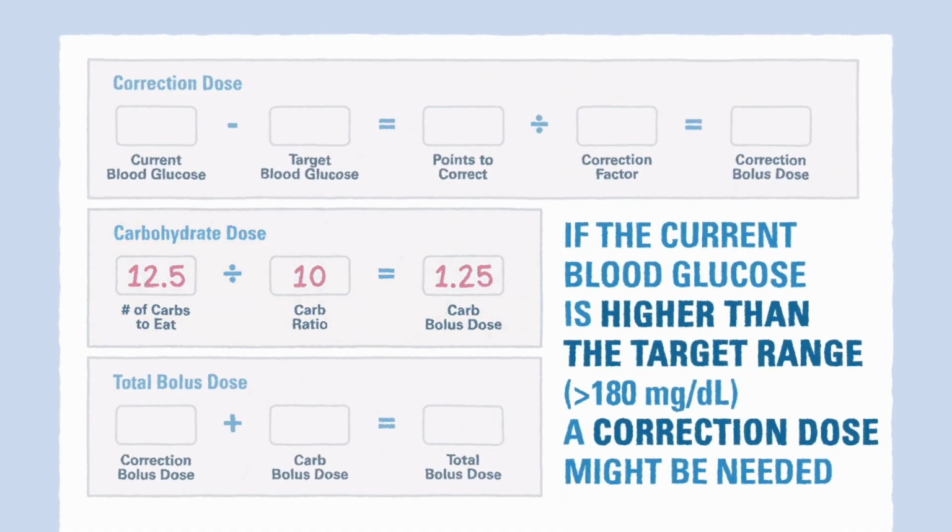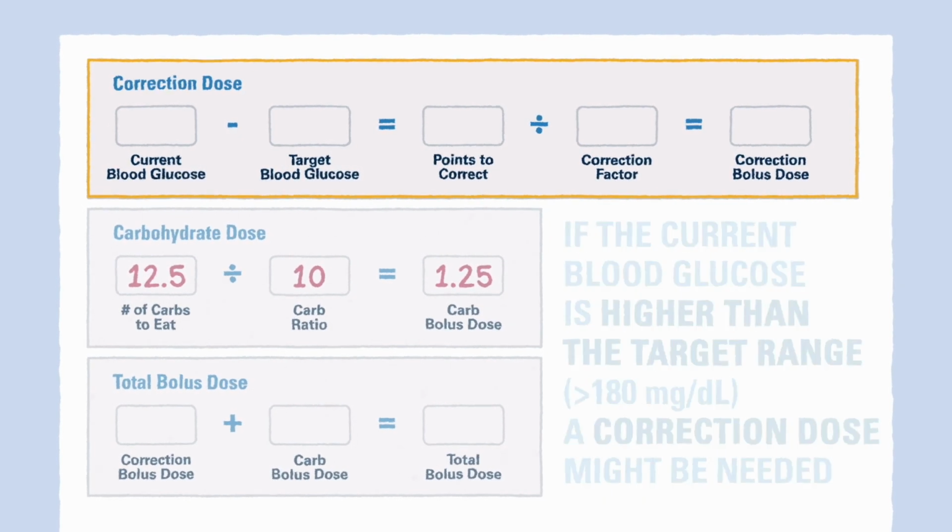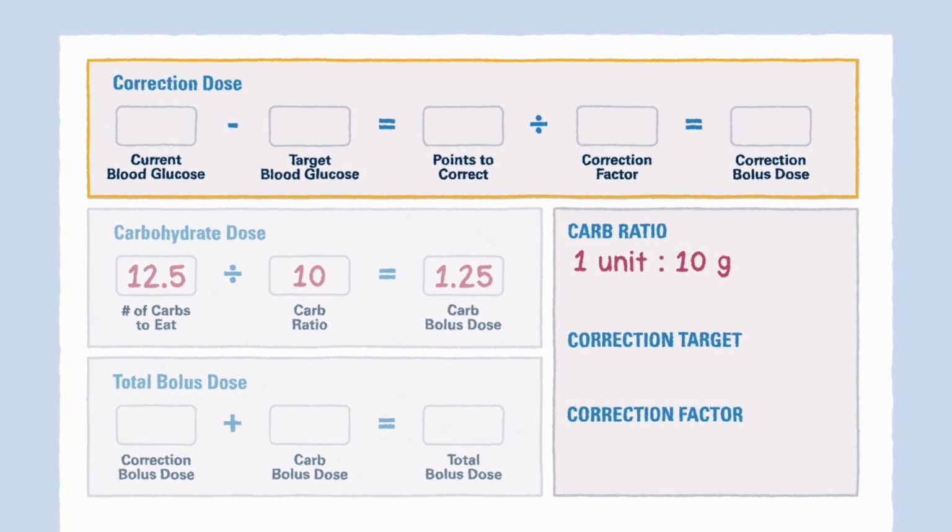If the child's current blood glucose is higher than the target range, you may need to give a correction dose as well. To do this, subtract the child's correction target from their current blood glucose to get the amount you need to lower the blood glucose by. Then divide this number by the correction factor to get the number of units of insulin that should be delivered. Let's pretend in our earlier example that we were talking about a child with a correction factor of 1 unit for every 50 points above the correction target.